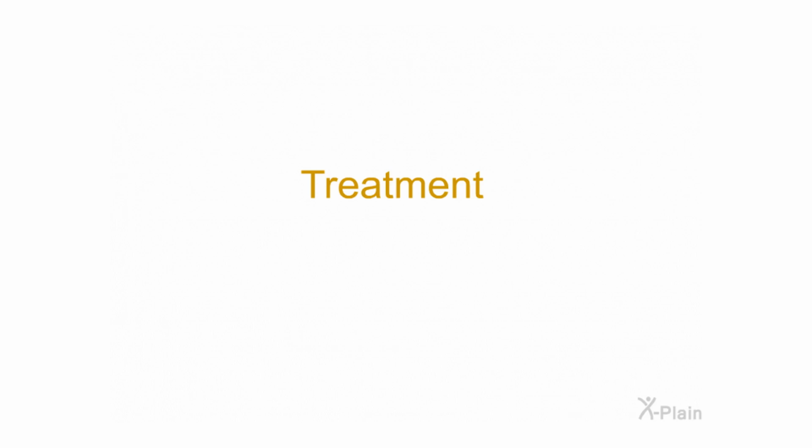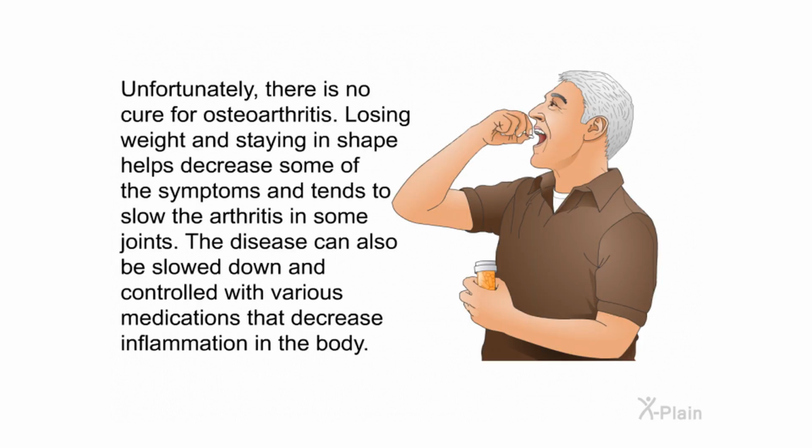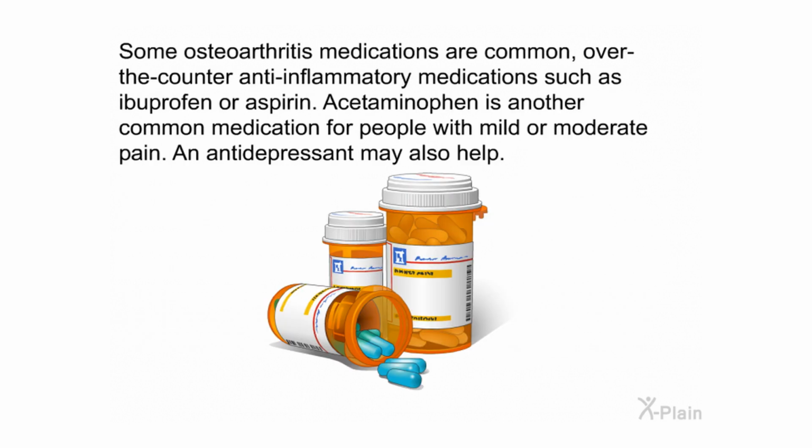Treatment. Unfortunately, there is no cure for osteoarthritis. Losing weight and staying in shape helps decrease some of the symptoms and tends to slow the arthritis in some joints. The disease can also be slowed down and controlled with various medications that decrease inflammation in the body. Some osteoarthritis medications are common over-the-counter anti-inflammatory medications such as ibuprofen or aspirin. Acetaminophen is another common medication for people with mild or moderate pain. An antidepressant may also help.